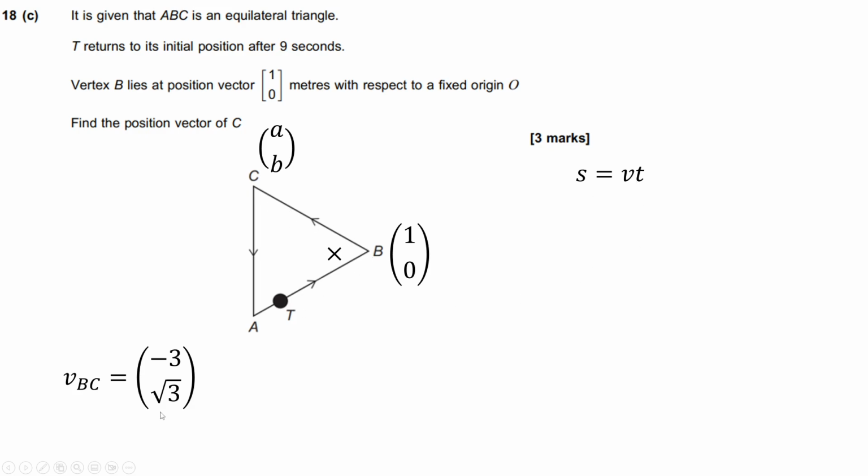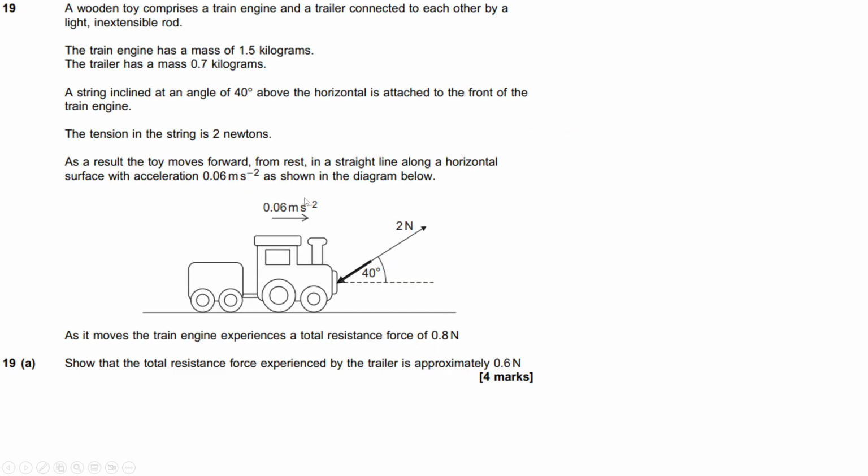So minus 3 root 3 times 3 is the displacement from B to C. So we're going to go from O to B and then B to C, and that gets us from O to C. We go to B, which is this, and then we take the velocity, which is this, times the time, which is this, to get this displacement here. And that gets us OC, which is that.